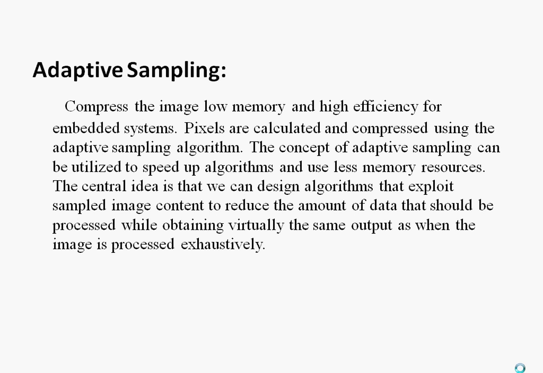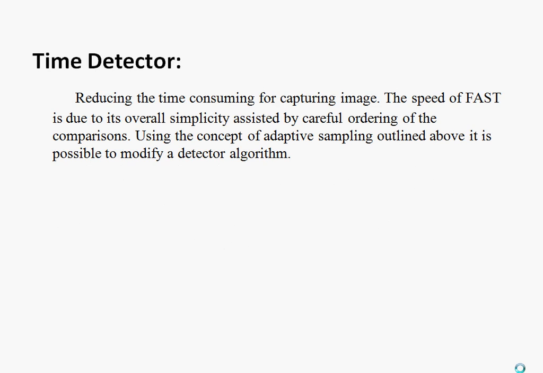Adaptive sampling. Compress the image, low memory and high efficiency for embedded systems. Pixels are calculated and compressed using the adaptive sampling algorithm. It will reduce the amount of data that should be processed while obtaining visually the same output as when the image is processed exhaustively.